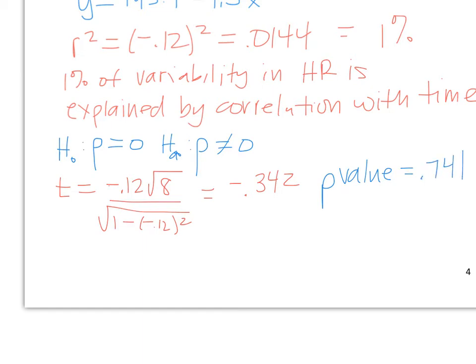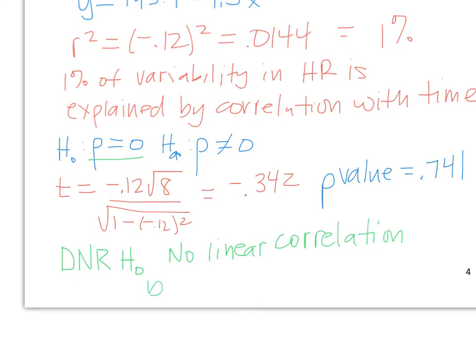So a pretty high p-value there. So that means that we are going to not reject the null hypothesis because that's greater than any of the significance levels that we would have. Okay, so our conclusion then, since we're not rejecting the null that rho is 0, is that there is no linear correlation between the swim time and heart rate.